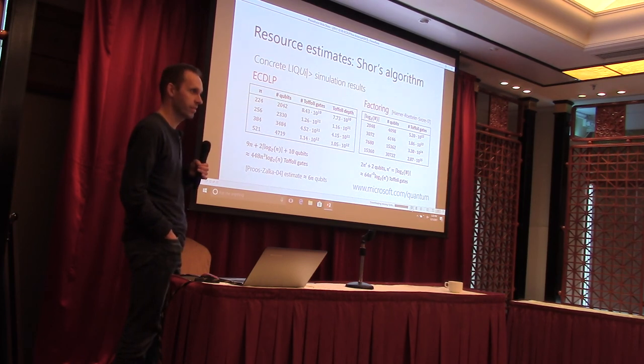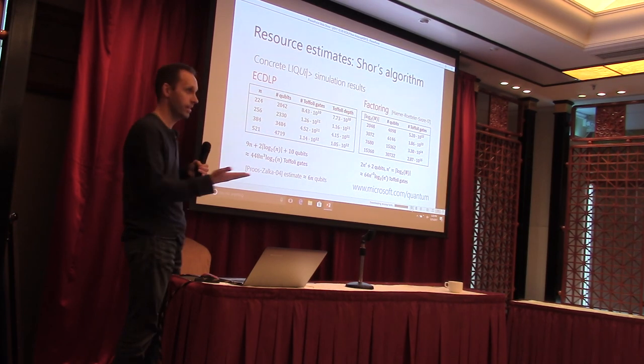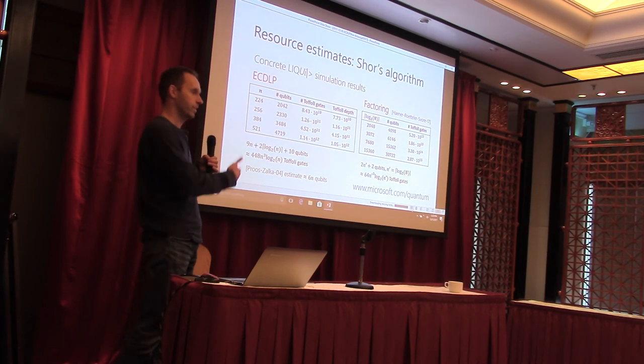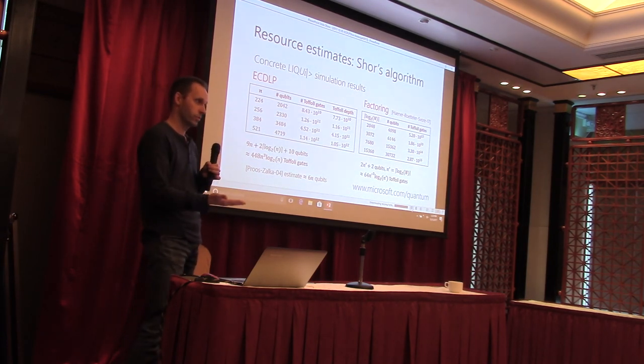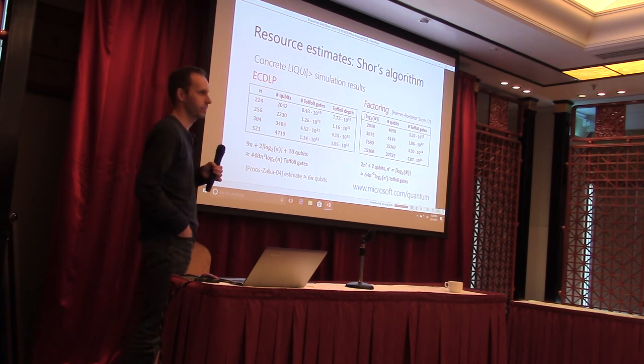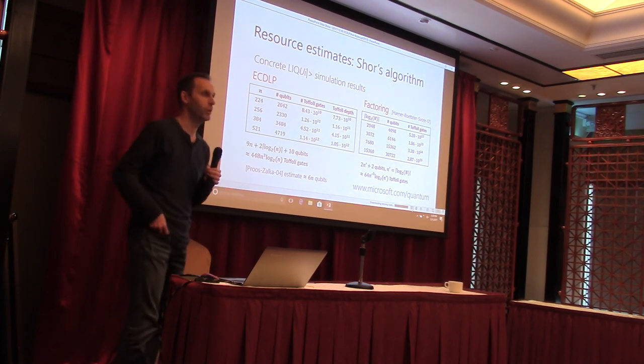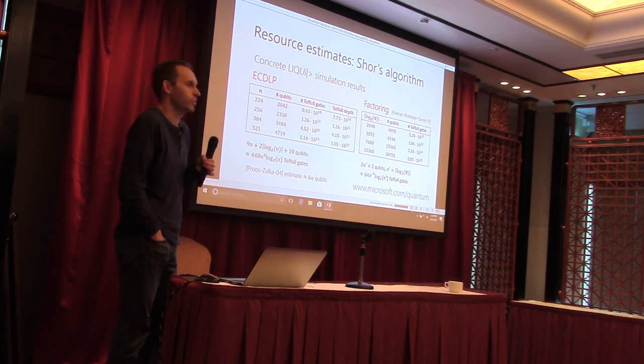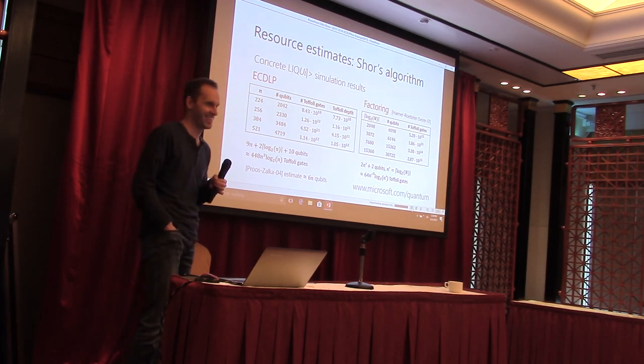Yeah, as a comparison, there's this paper by Martin and others on AES, where the number of Toffoli gates for breaking AES with Grover is 2 to the 86. So in that comparison, this is rather small. But also, we don't claim that AES is broken.